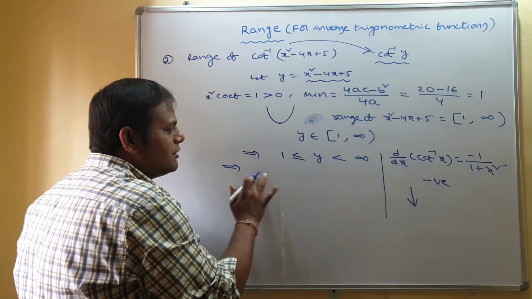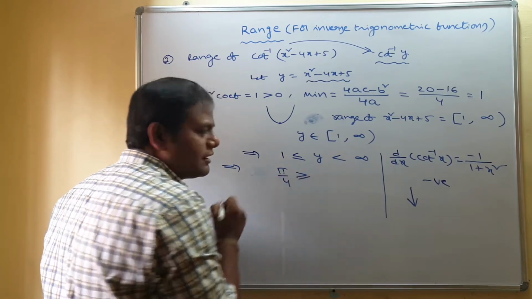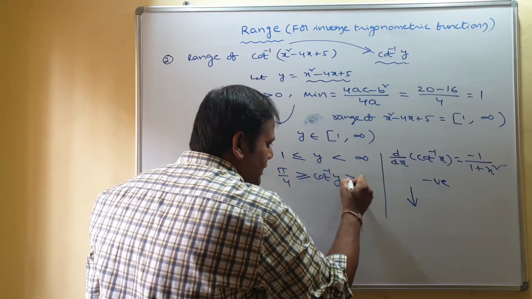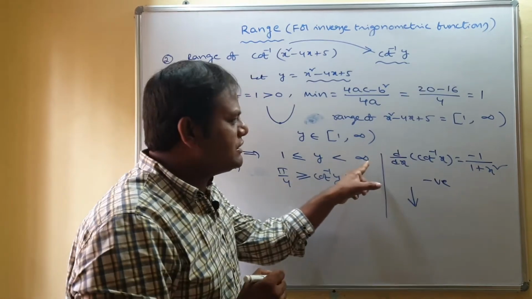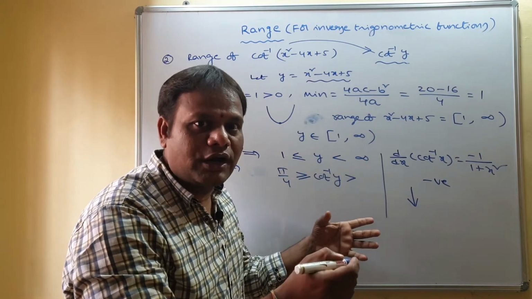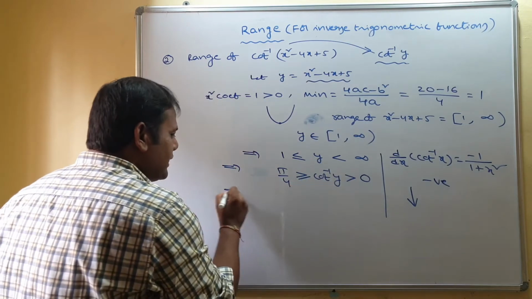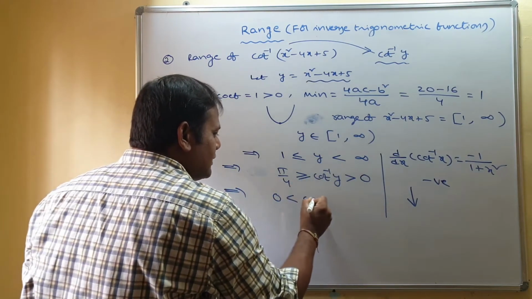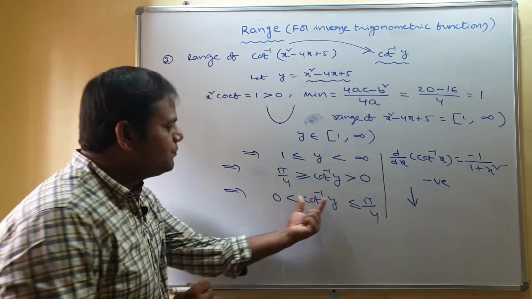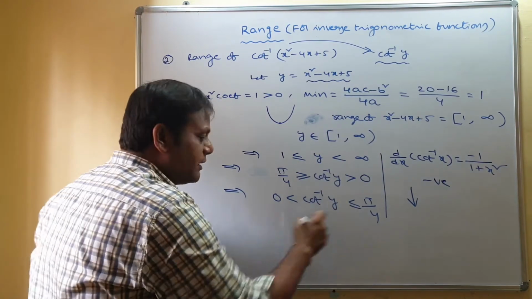So here you tell, what is cot inverse 1? Pi by 4, greater than or equal to cot inverse y, and the less than becomes greater than. If y approaches infinity, then cot inverse function approaches what? 0. So here it is 0. Now you write them in reverse order: 0 less than cot inverse y less than or equal to pi by 4. So cot inverse y values are between 0 and pi by 4.